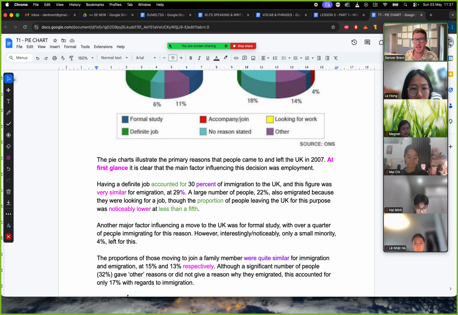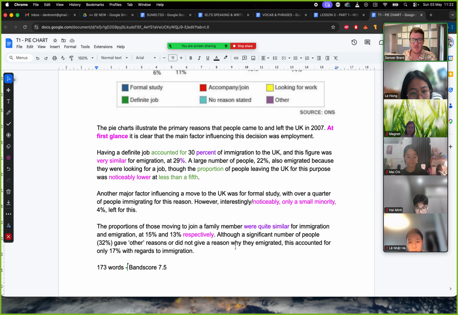Okay. You want to say this is quite similar. This is almost the same. This is very similar. This is noticeably lower. Yeah? Noticeably a small minority. Okay. Oh, there. I guess that's why they said interestingly. They didn't say noticeably, because they're using a different word.